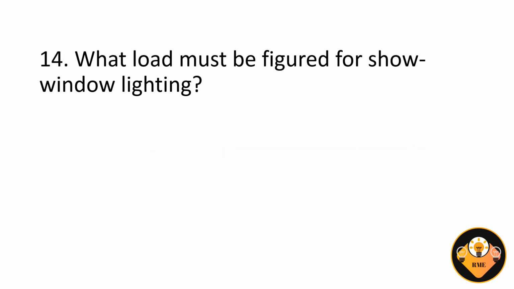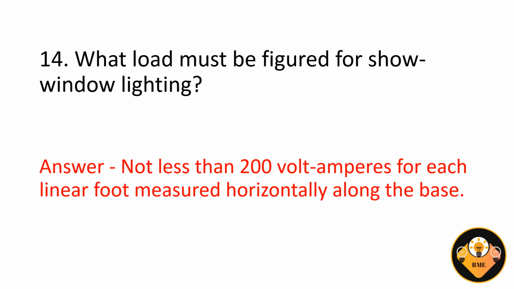Number 14. What load must be figured for show window lighting? The answer is, not less than 200 volt-amperes for each linear foot measured horizontally along the base.